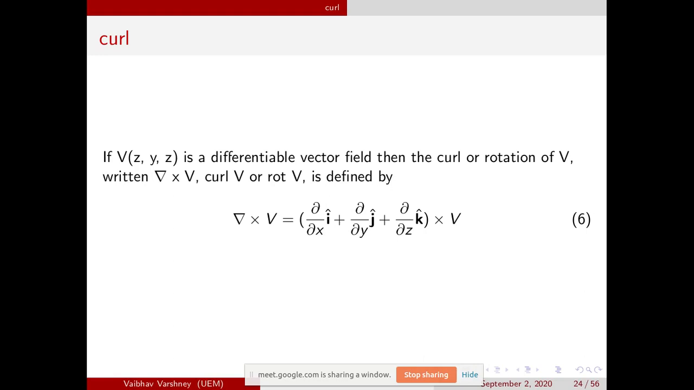This equation will be the rotation. Yes, today I will show you. This equation will basically show the rotation of v. So if the curl of any vector is 0, you can say that that vector is irrotational, because the physical significance of curl is rotation.